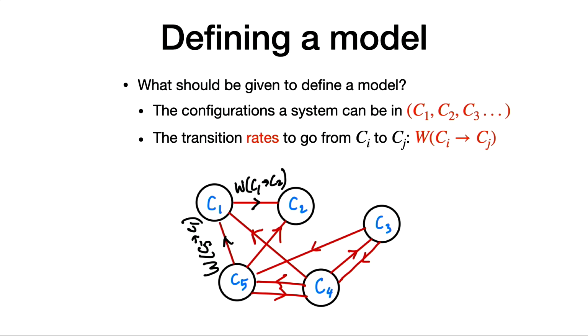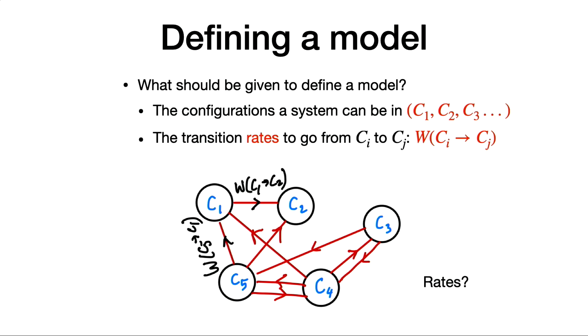From C1 I could go to C2 with rate W(C1 to C2), but from C5 I can go to C1, C2, C4. I can go to C5 and from C5 back, and so on. But if I come to C1 I can only go to C2. Here's some example.